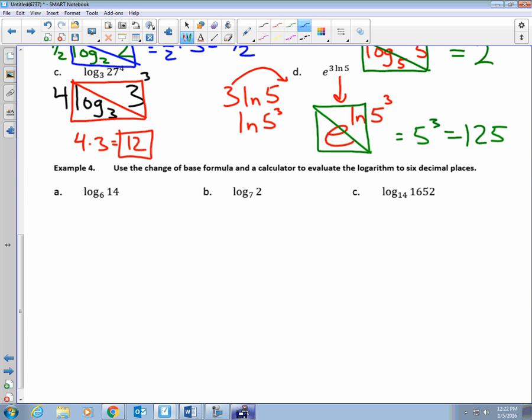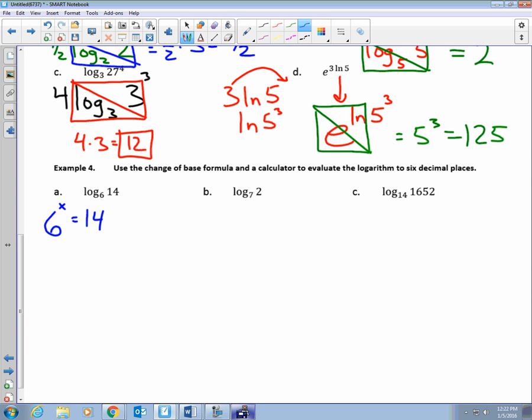Okay, our very last piece that we're going to do is we're going to then solve, or evaluate, logarithmic expressions that don't have a base that we're familiar with. So for example here, the log base 6 of 14, what that means is 6 to what power is equal to 14. If I told you to give me an accurate assessment of what that number is, you might really struggle.